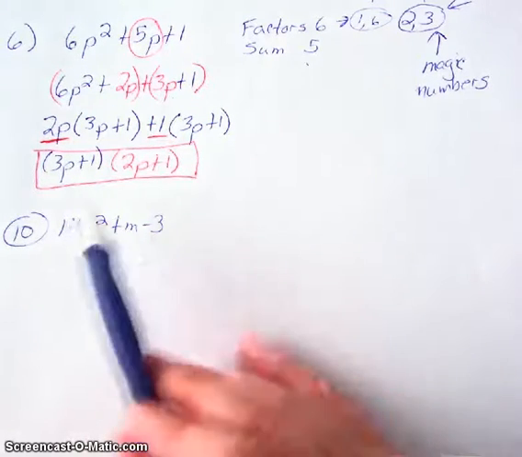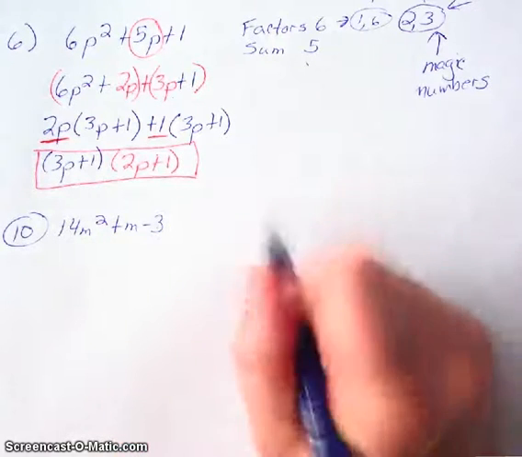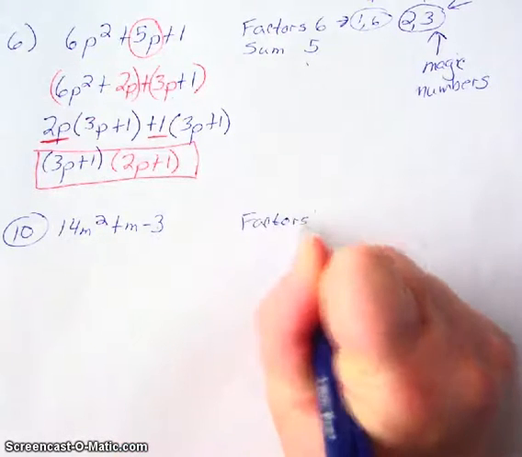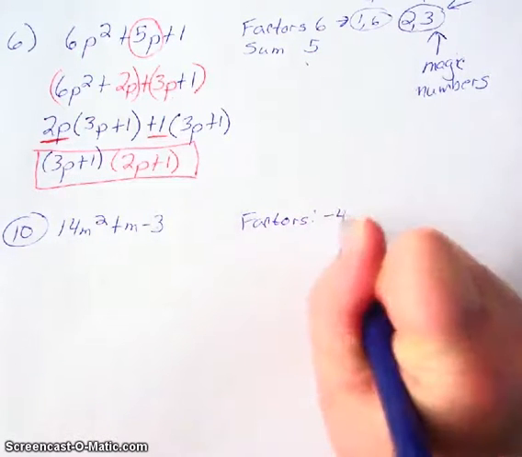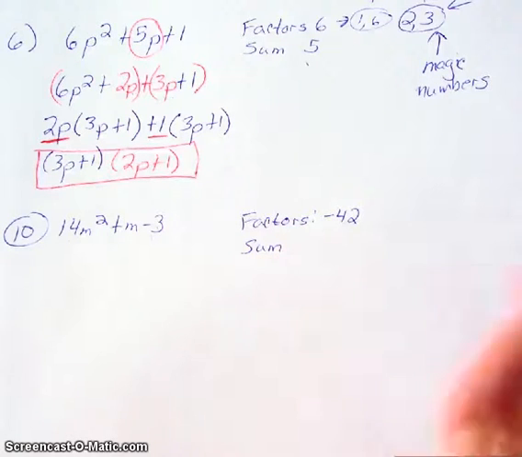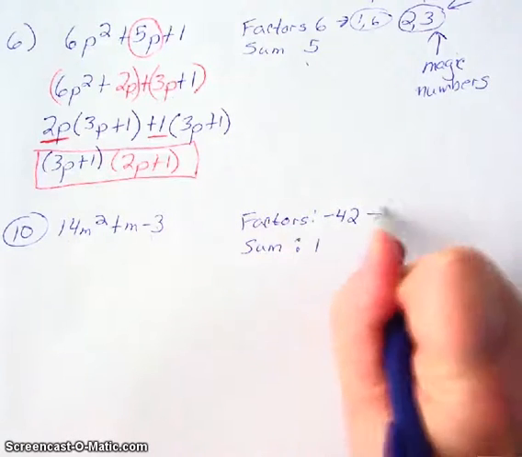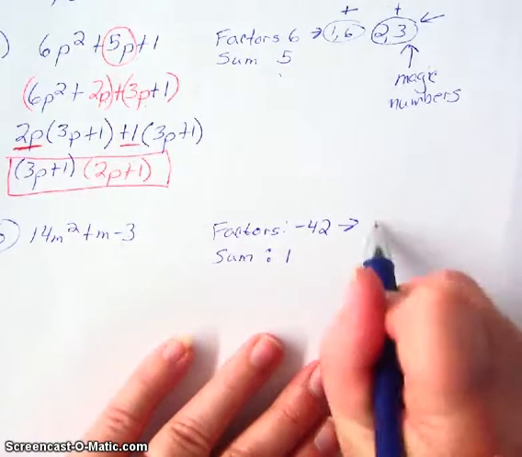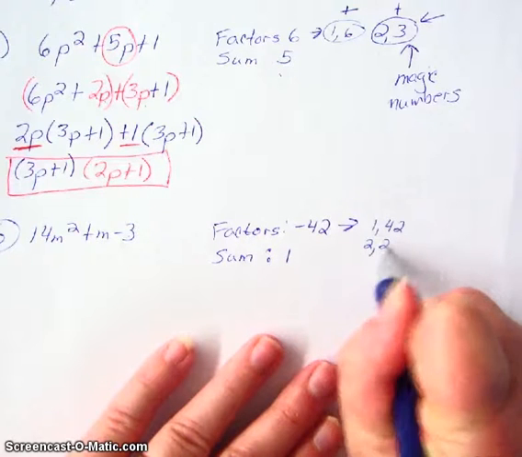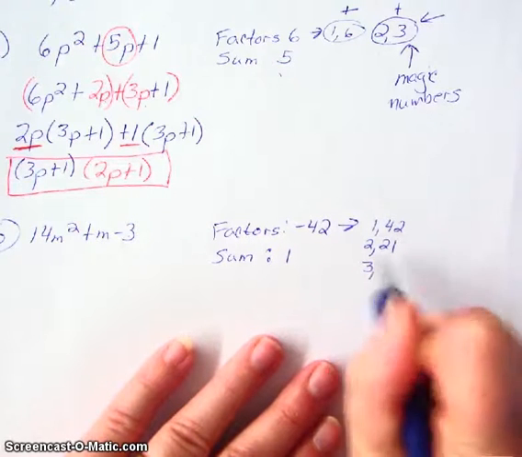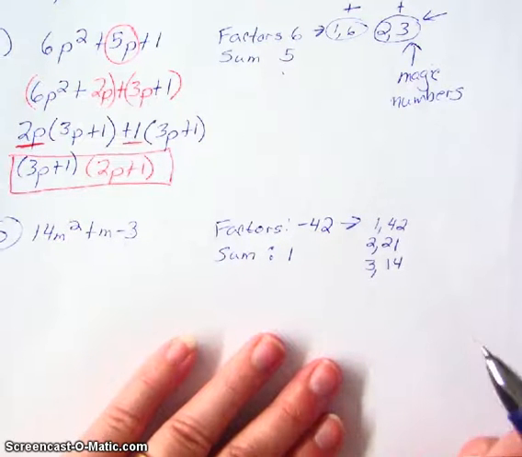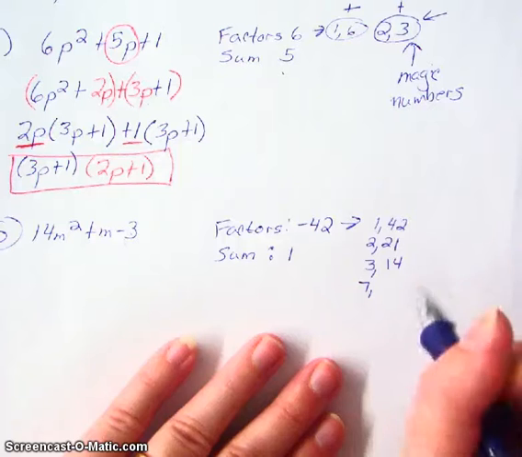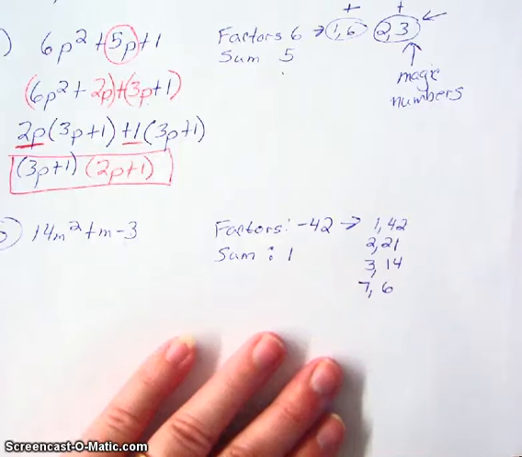Okay? So A times C, factors of A times C would be negative 42, whose sum is positive 1. Okay? So let's see, what are my factors of 42? I could do 1 and 42, 2 and 21, 3 and 14, 7 and 6. I think that's it, right?